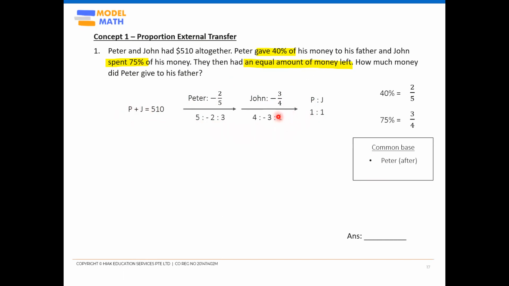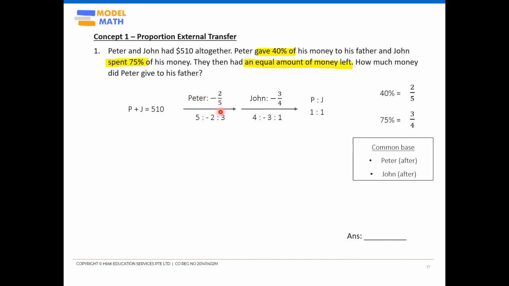Okay, next pair of common base, John and the last one. Usually compare this and this because this one got 2 people in the ratio. So Peter, John, John. So John and John, common base will be again the after part. So John's after is your second pair of common base. Okay, so we are going to proceed to make them the same. Let's start with Peter first. Doesn't matter if you start with John or Peter first, up to you. This is your choice. Okay, let's start with Peter first.